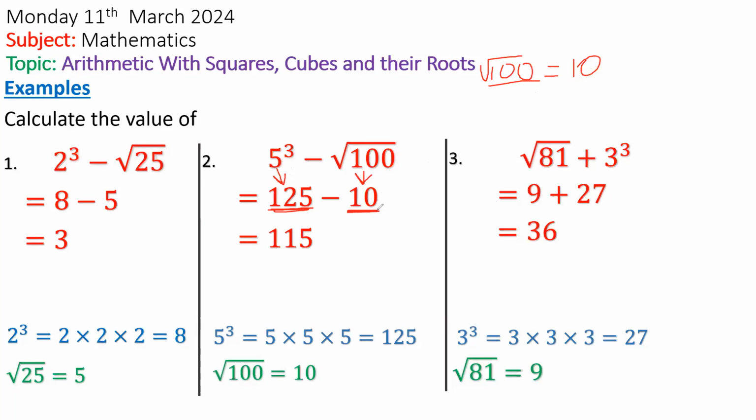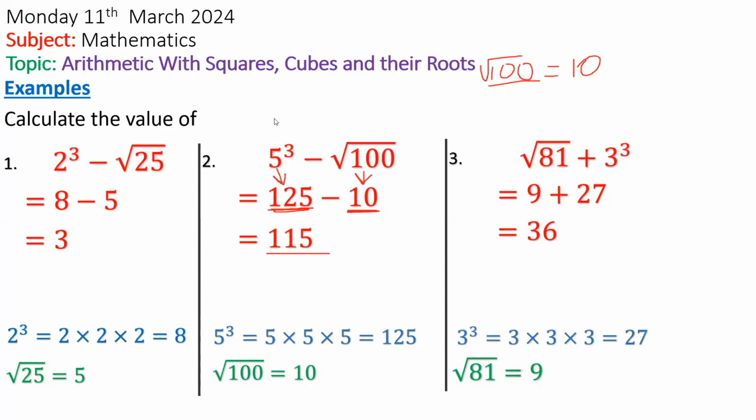10? 10. Very good. What is 125 minus 10? 115. 115. Very good. 115. Thank you. All right. And thank you. And then Kingston, where's Kingston?